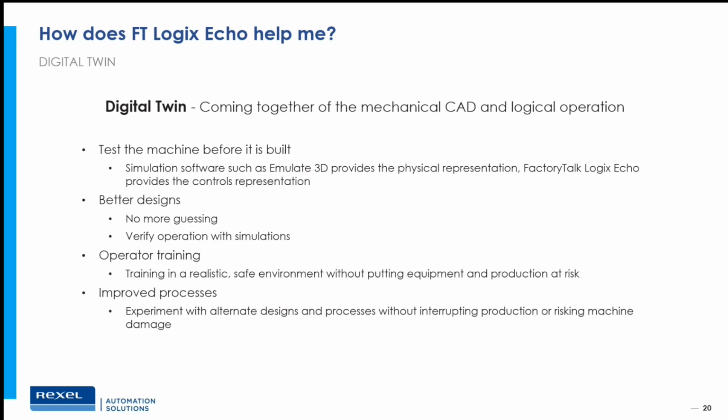The digital twin would be you have your model of a machine or a part of a machine or a factory floor, your 3D model, and you simulate it. You add physical properties to it. You add motion parameters, and you make it a simulation. And then you have your logical controller, your control logic. And that's where the FactoryTalk Logix Echo comes in. And so those two will tie together.